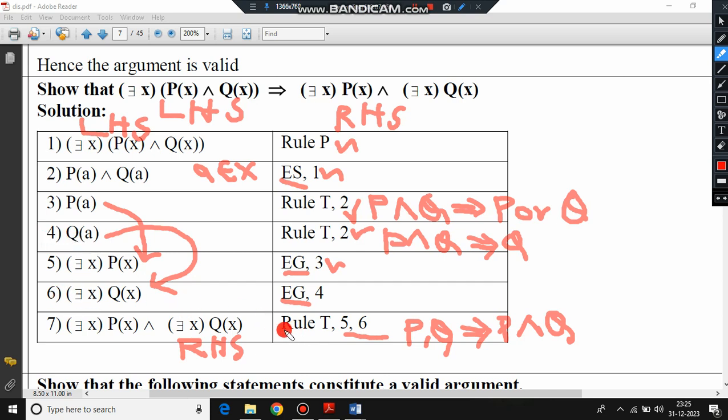Then by using the tautological rule, if p and q are any two formulas, then p and q exists. So from 5 and 6, there exists p of x, there exists q of x. We get the 7th step as there exists p of x and there exists q of x. Thus we get the RHS. So we have taken the LHS and we proved the RHS. Thank you very much.